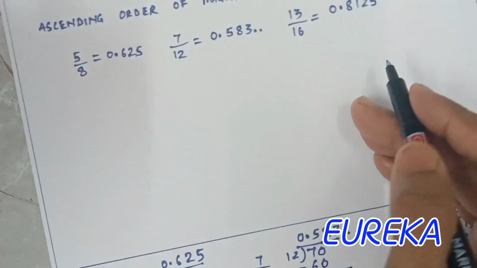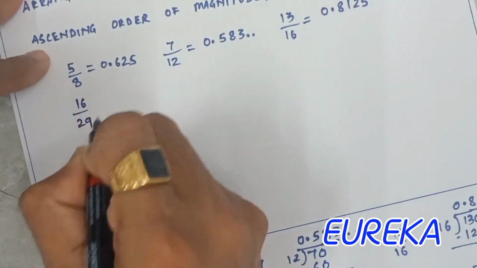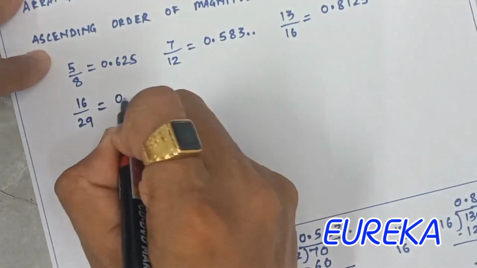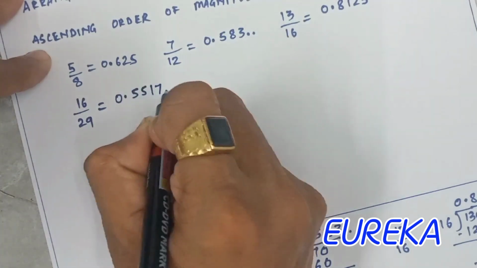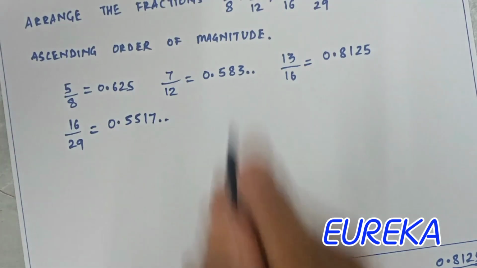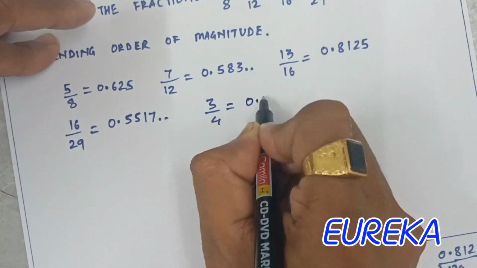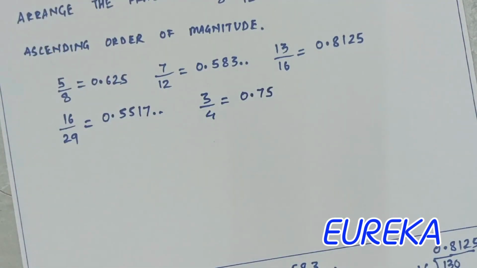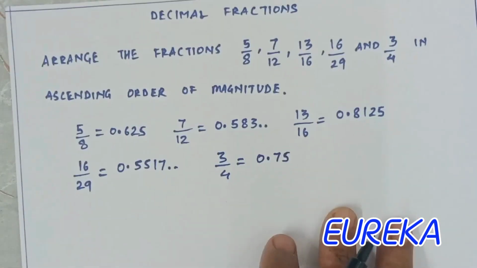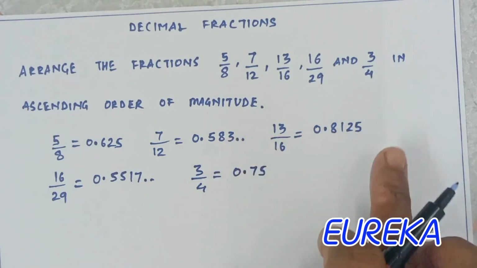So at least we got the idea that 16 by 29 will come out to be 0.5517 dot dot. It may stop further, but it will take time, at least 4 digits we are sure of. 5517 after the decimal. Okay, and 3 by 4, very easily we can write 3 by 4 as 0.75. Okay, 0.75. Now from all the decimals we can come to know which number is the smallest.